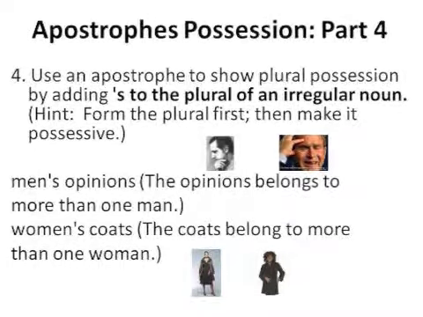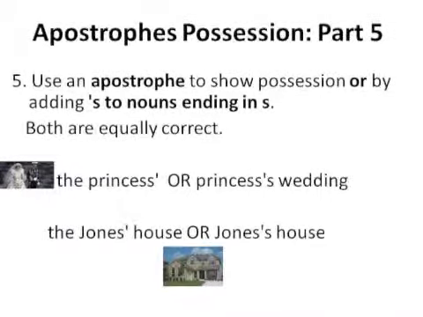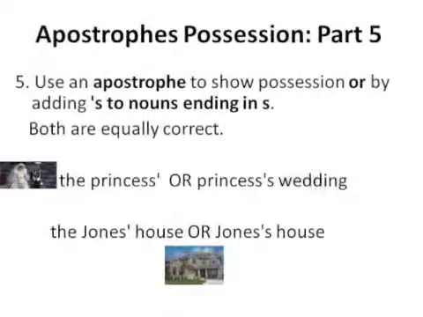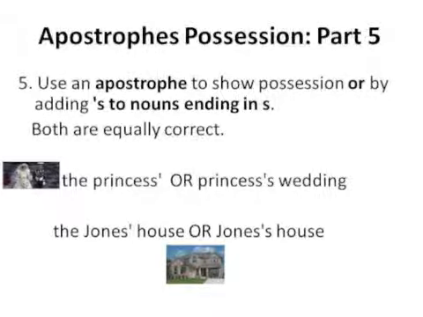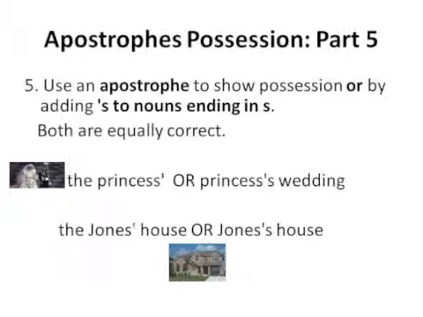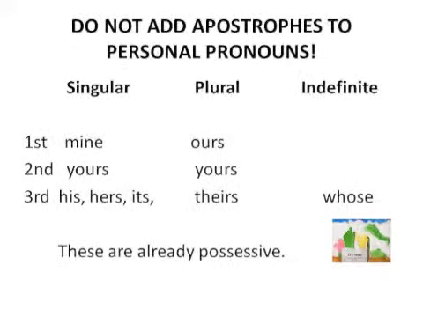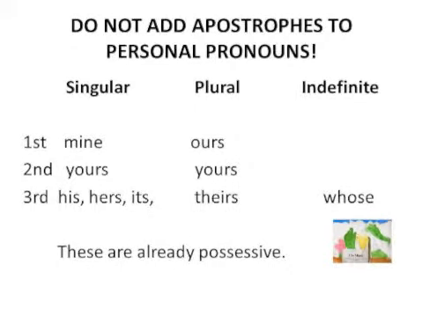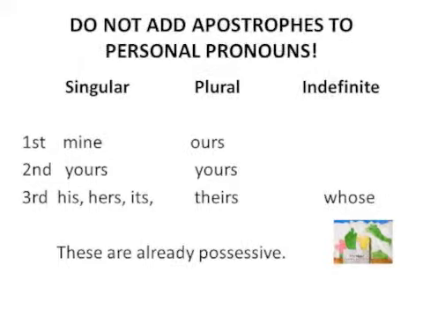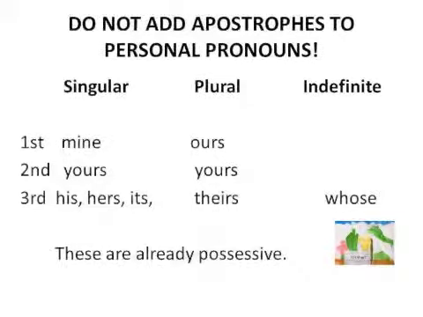Some words end in an S. You can use either the apostrophe or you can add apostrophe S. So you can have the princess' or the princess's wedding, the Jones house, or the Joneses' house to talk about the family. If you add apostrophes to personal pronouns, you either have no word, or in the case of its, you have a contraction meaning it is.